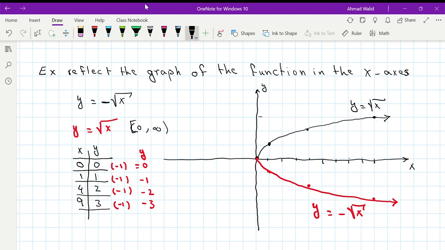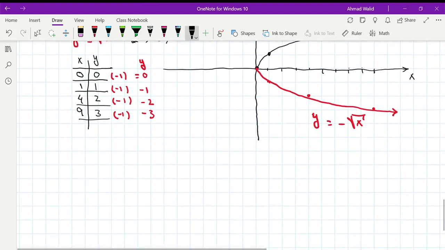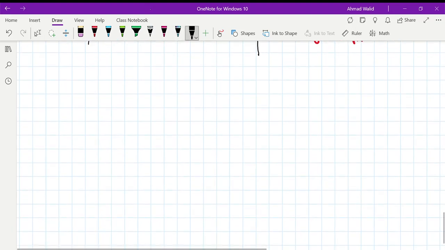Correct? Same way, if I try to graph y equals square root of -x. Correct? Some people say, oh, it's impossible. The negative numbers don't have a square root. Correct. But here we are talking about reflection. Our graph will be reflected about the y-axis, correct?